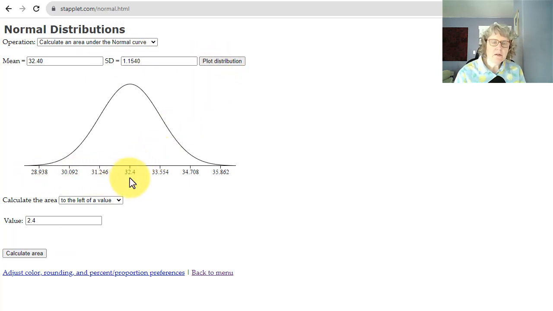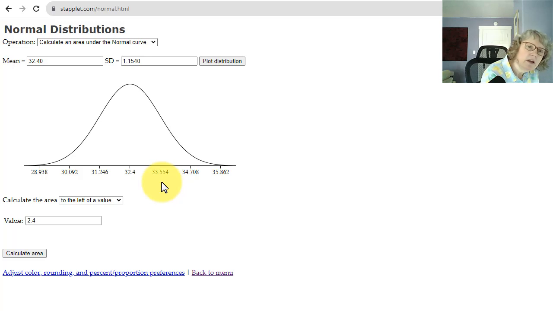Okay, and now I've got my graph, 32.4. I'm going to get my labels off of here. 33.55. And I'm just going to do cents for my hand drawing. 34.71, 35.86. Going down from the mean, 31.2, 30.09, and 28.94.